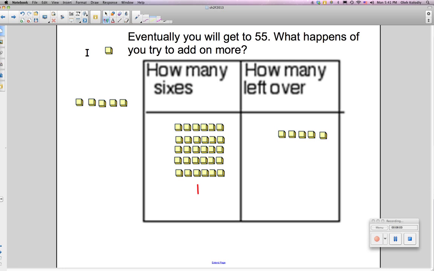Eventually what will happen is that we will have this many objects. We'll have 5 groups of 6 and 5. So we write that as 5, 5.